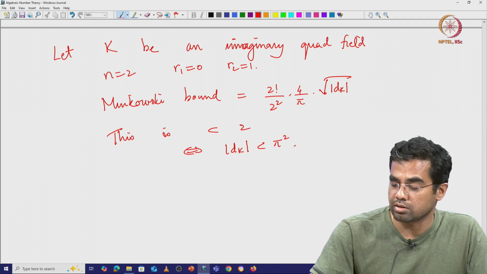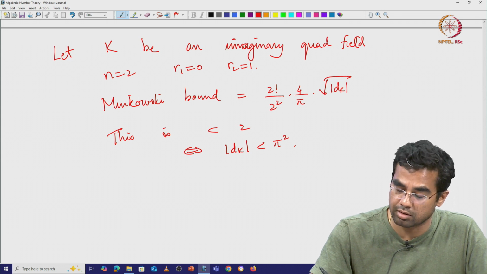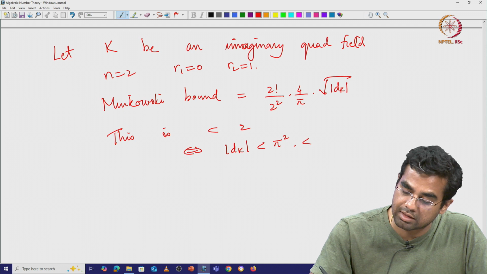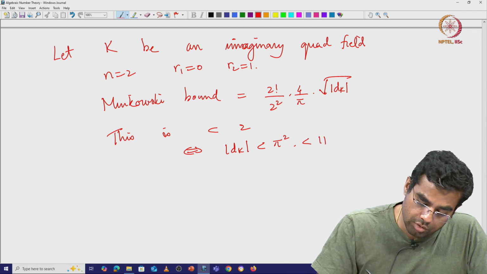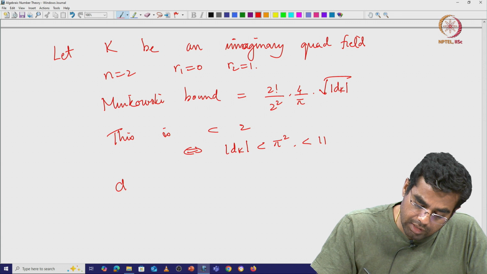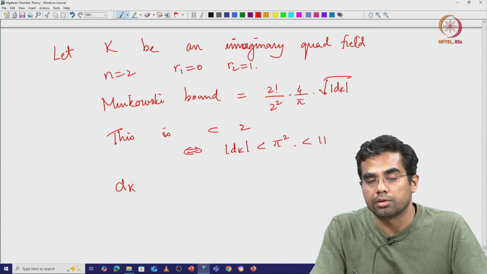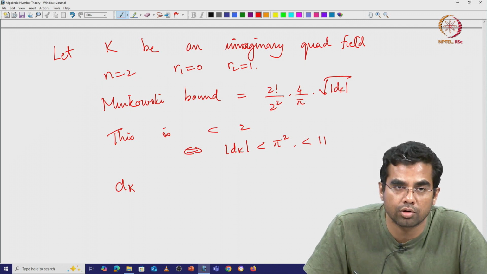which is, yeah, this is certainly less than 11. So, let us go with that. So, this means what are the possibilities for dk. So, remember dk is negative and it has to be 0 or 1 mod 4.